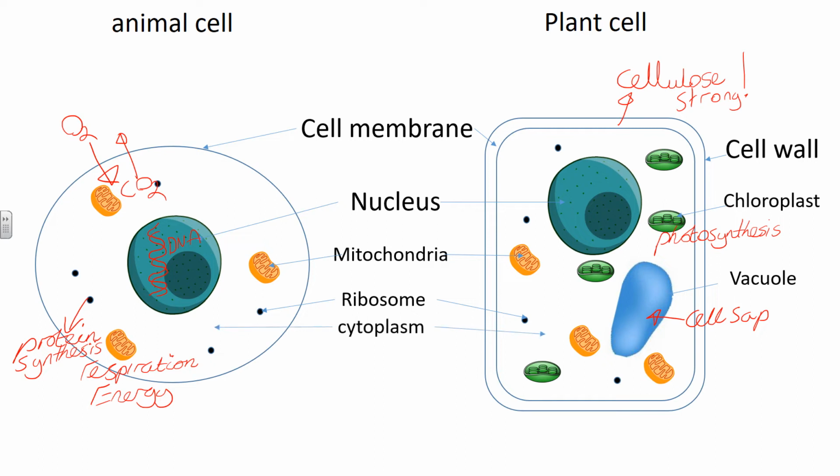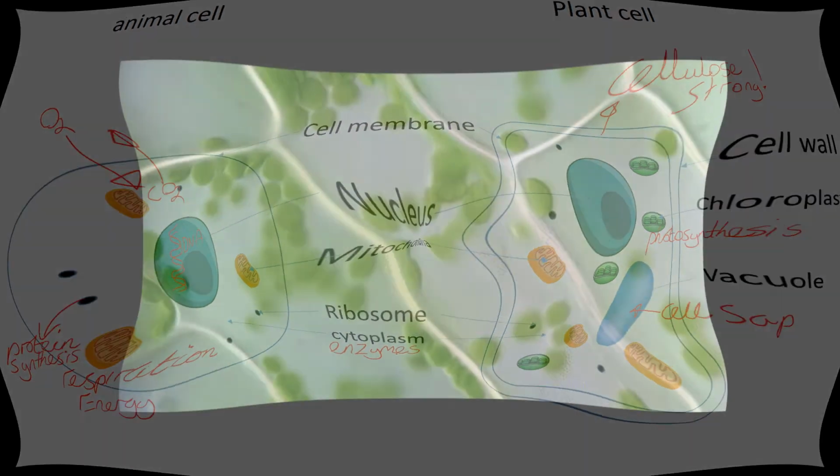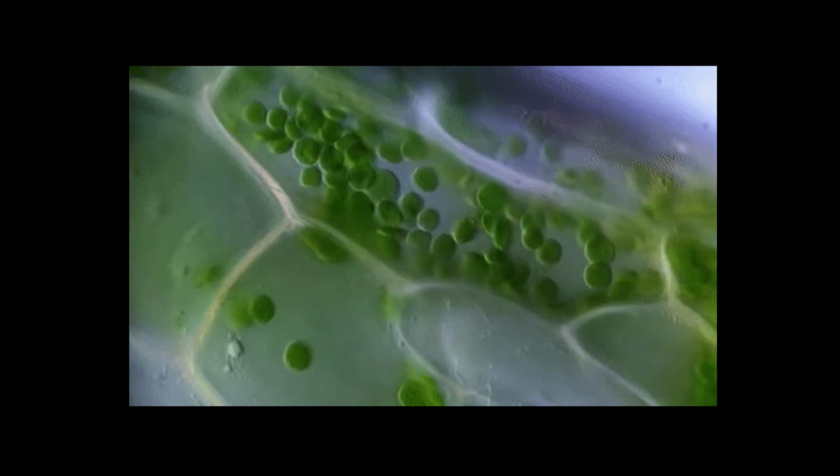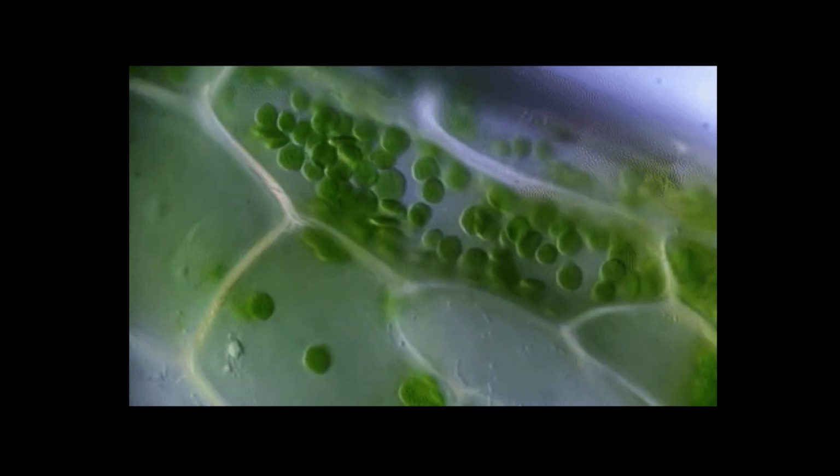And finally, we have cytoplasm. Cytoplasm is really where all the chemical reactions inside the cell take place. And there's loads and loads of enzymes in there to carry out these chemical reactions. And again, an image of cytoplasm where all the chloroplasts are moving around inside.